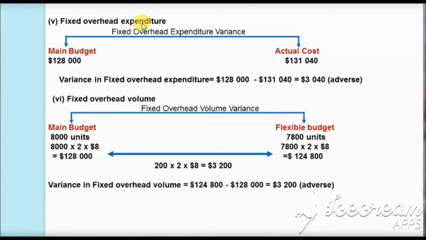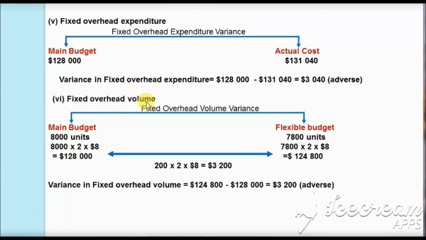Next, we have fixed overhead expenditure variance. Fixed overhead expenditure variance is the difference between the value of the main budgeted fixed overhead, which was given as $128,000, and the actual fixed overheads which was spent during the production, which is $131,040. So the variance in fixed overhead expenditure is equal to $128,000 minus $131,040. We'll get a negative $3,040. This is an adverse variance, as the actual spending in the overheads was more when compared to what was estimated. Hence this will have a negative effect on the profit.